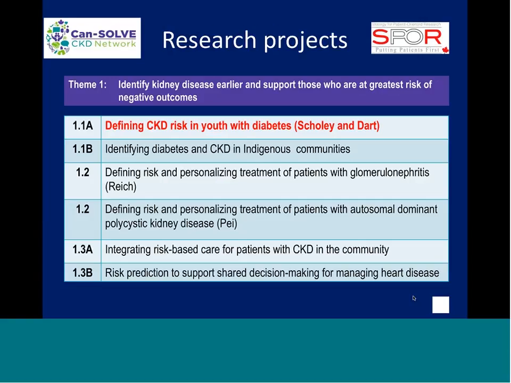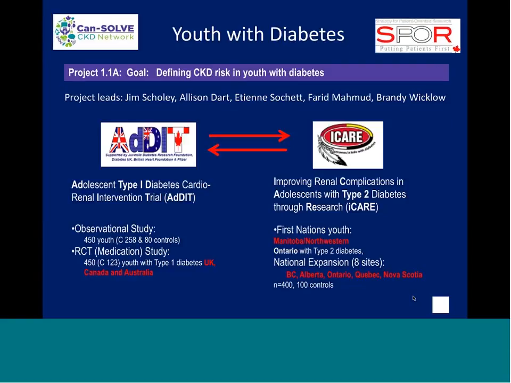Next slide, please. In order to embark on this research program, we realized that there were two initiatives in Canada that shared many features. Each was focused on the identification of kidney risk. The AdDIT trial, which you'll hear about from Fareed Mahmood, focuses on youth in Canada with type 1 diabetes. And the iCARE research group centered at the University of Manitoba and led by Allison Dart focuses on type 2 diabetes, and this is also in an adolescent population.